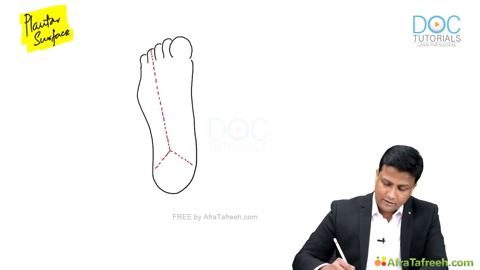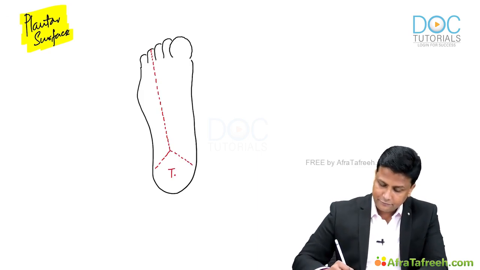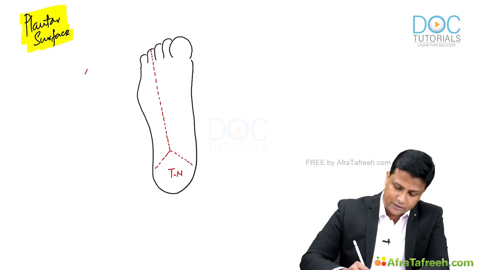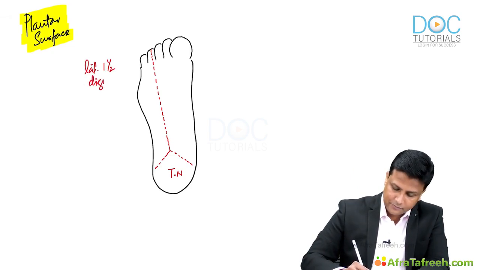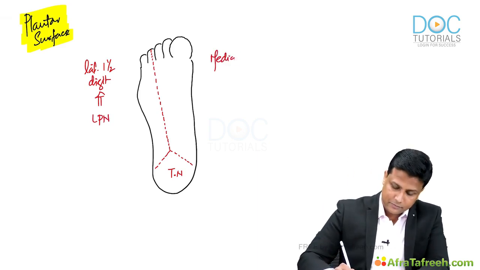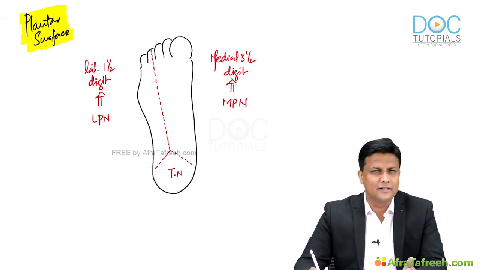Now skin near the heel region will be supplied by tibial nerve. And then remember the lateral 1.5 digits. The skin covering this one will be taken care of by lateral plantar nerve. And not only that, the medial 3.5 digits will actually be taken care of by medial plantar nerve. I hope this makes it easier.